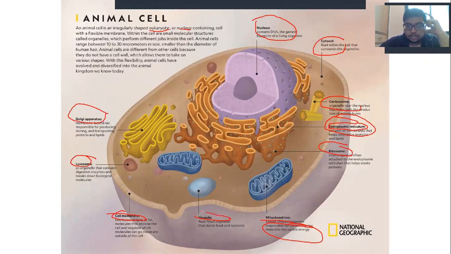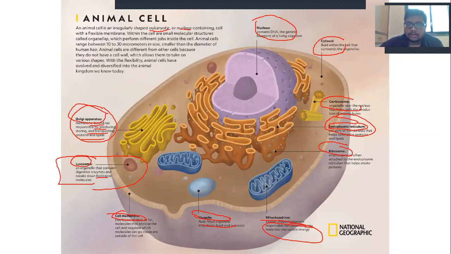Then vacuole. What is the function of the vacuole? The vacuole is actually the food storage of the cell, which stores food and nutrients. Okay, it's a fluid-filled organelle that stores food and nutrients. And then there is finally the cell membrane. The cell membrane makes sure that all these things are in one place together. Then there are lysosomes. It's an organelle that contains digestive enzymes and breaks down biological molecules. That's the function of lysosomes. Then there is the Golgi apparatus. The Golgi apparatus is responsible for producing and storing proteins and lipids.